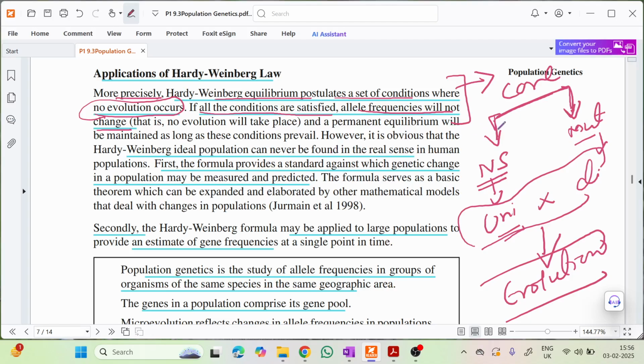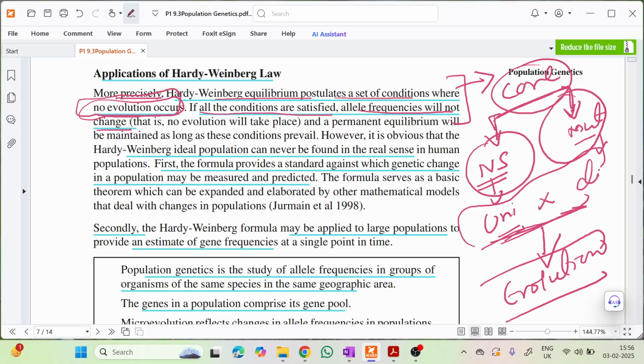But the Hardy-Weinberg law refutes, it negates the presence of the disturbing evolutionary factors. So in this condition, the situation is that there will be no evolution. You have seen that the population will ultimately settle in an equilibrium, when no evolution will take place, and the permanent equilibrium will be maintained as long as this condition prevails.